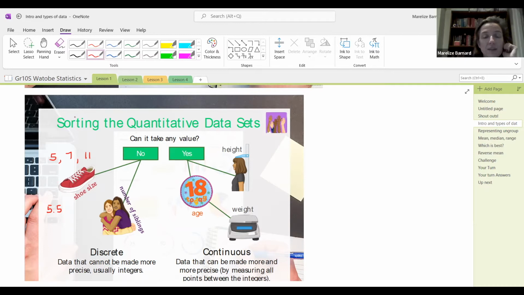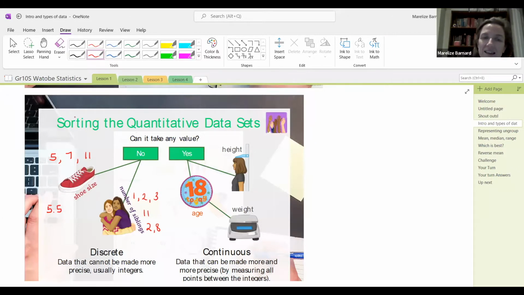And then number of siblings, you can only have whole numbers of siblings, right? You can have 1, 2, 3, maybe someone's got 11 siblings, I don't know, but you can't have 2.8 siblings, okay? Because humans do not come in parts. We only come in whole numbers. Okay, so that's for discrete data.